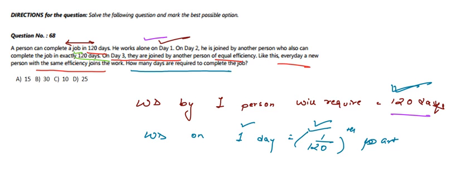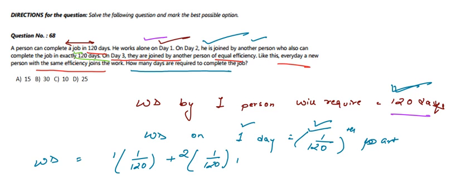So total work done will be equal to, on the first day we have only one person and he does 1/120th part of the work, plus on the second day we have two persons, because he is joined by another person. They complete 1/120th part of the work each. And on the third day we have three persons, who also complete 1/120th part of the work each. This will go on until the work is done. On the last day we have n persons, so we take a total of n days.